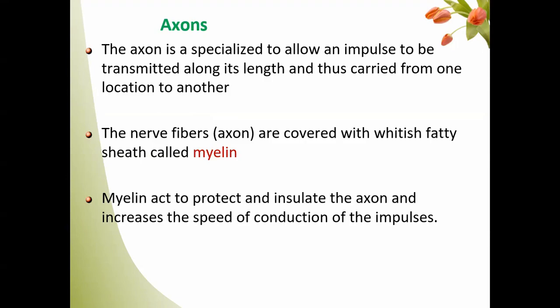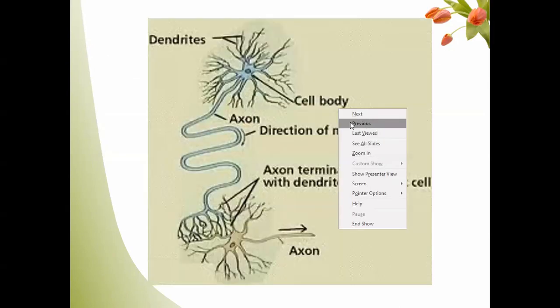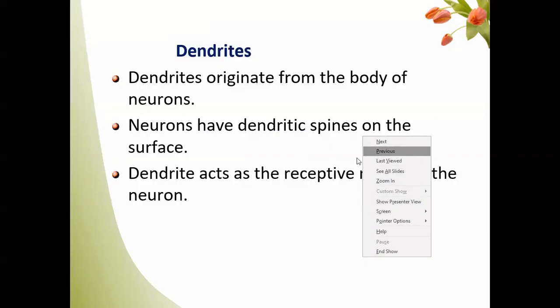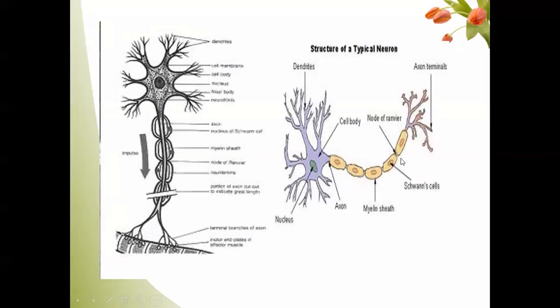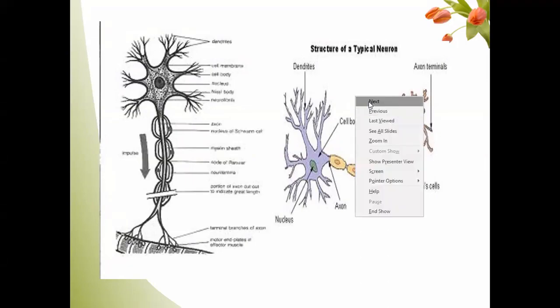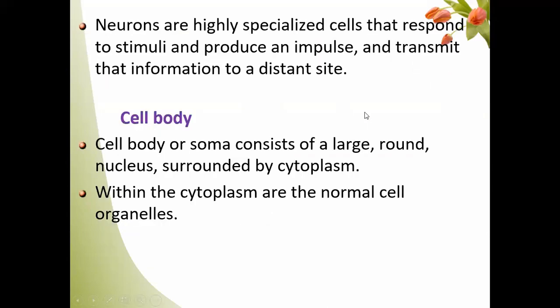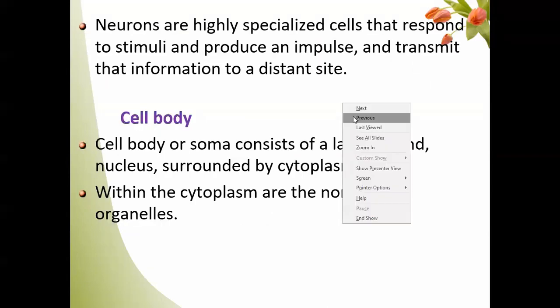Here, these nerve fibers, the axons, are covered with a whitish sheath called myelin. This region is the axon region, and this axon is covered with the myelin sheath. Can anyone say which cells produce the myelin sheath? How can we call those cells? Schwann cells. Okay.